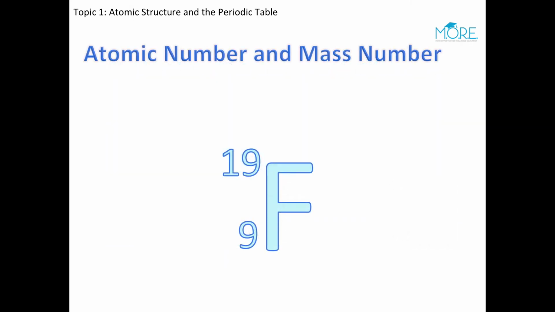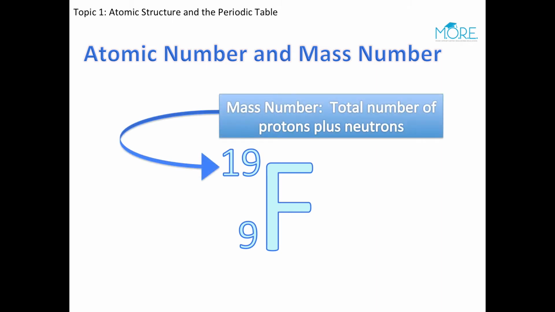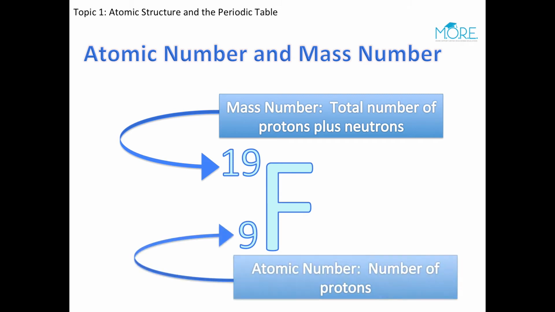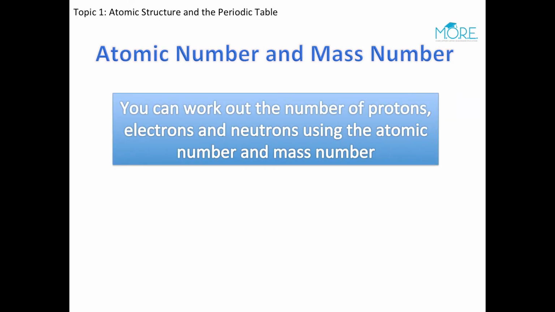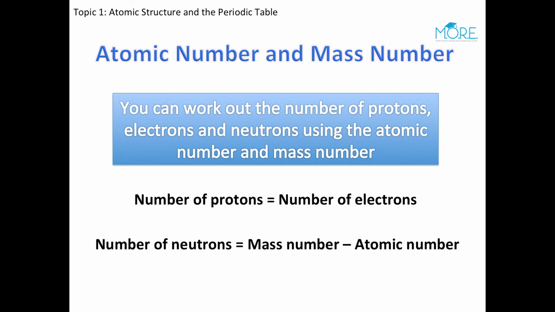Here we have fluorine, which you can find in your periodic tables in group 7. The mass number is the total number of protons plus neutrons. The atomic number is the number of protons. You can work out the number of protons, electrons and neutrons using the atomic number and mass number. The number of protons is always the same, it's equal to the number of electrons, and to find the number of neutrons, all you do is mass number, take away the atomic number.